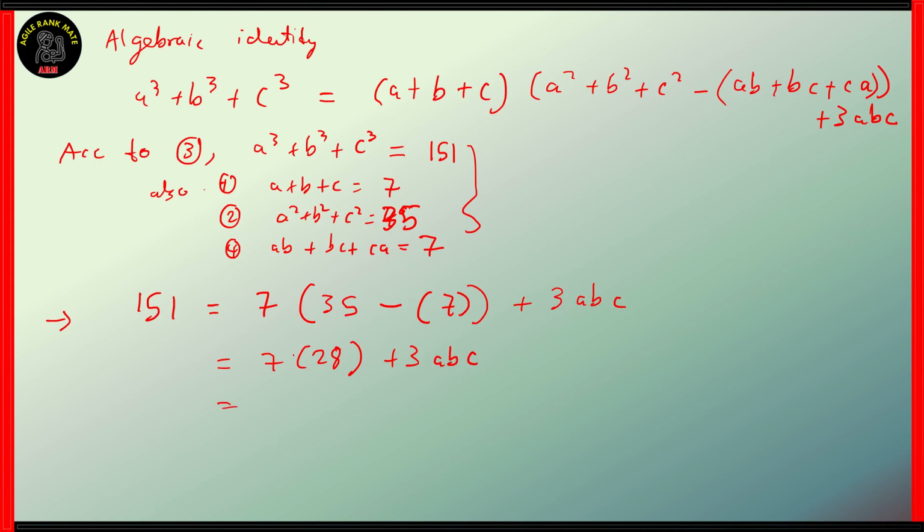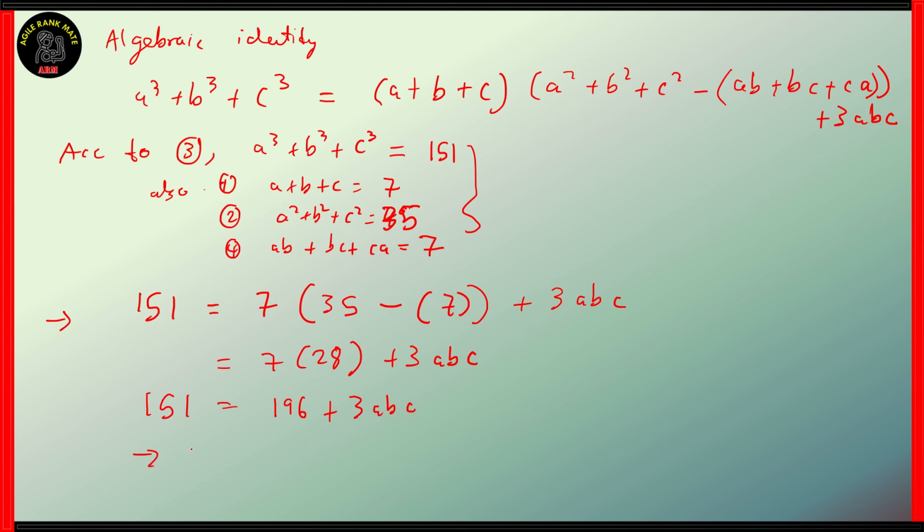7 times 28. So 28 is 14 times 2. We can take that 2 over to the other multiplier. So that's 7 times 2 becomes 14. 14 squared gives you 196. So our final equation is now 151 equals 196 plus 3abc.